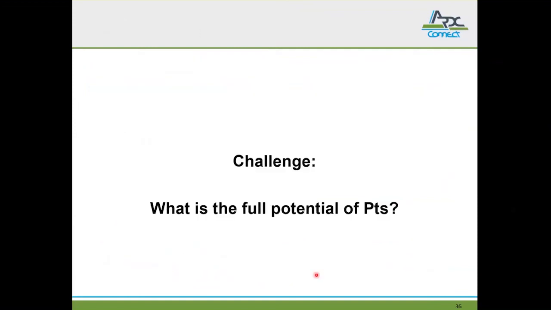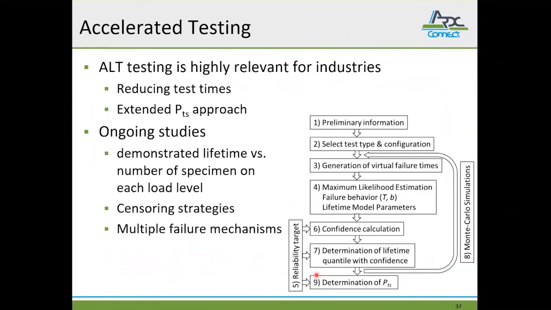And now there's the question, what other possibilities do we have with this tool, with the other micro tools, and with the full approach of the probability of test success? I already talked about the accelerated test, which is highly relevant for industries since we need this acceleration. We cannot demonstrate 7 or 10 years in field without accelerating our test, so we can highly reduce our testing time. We have this extended PTS approach for that.